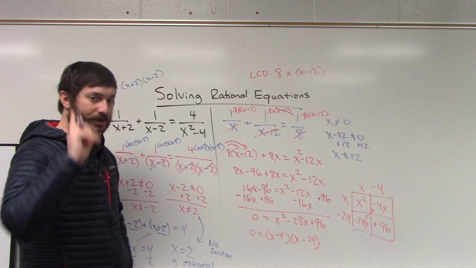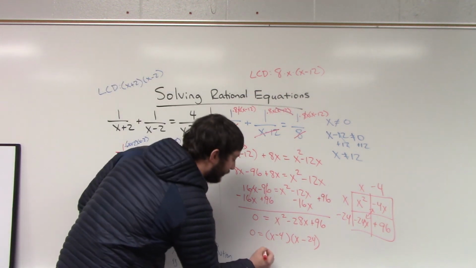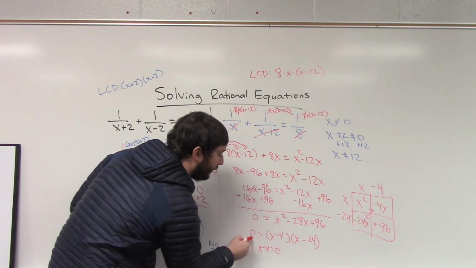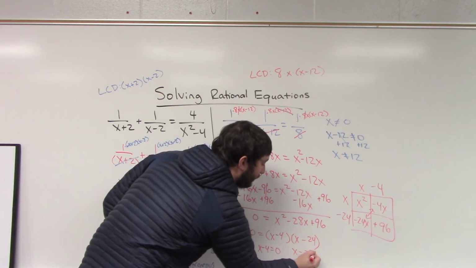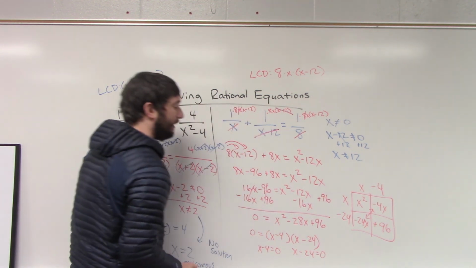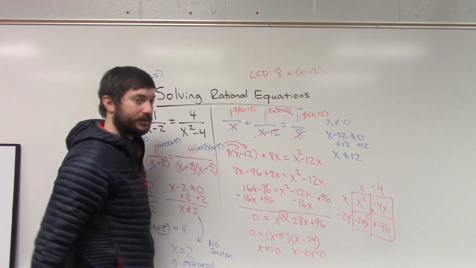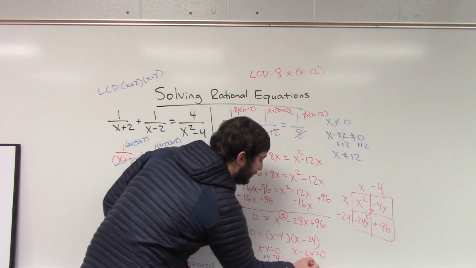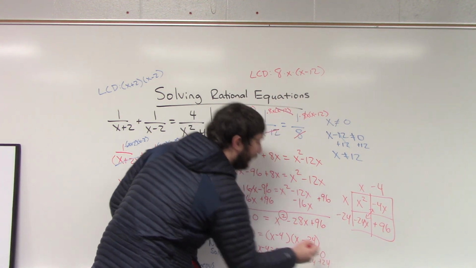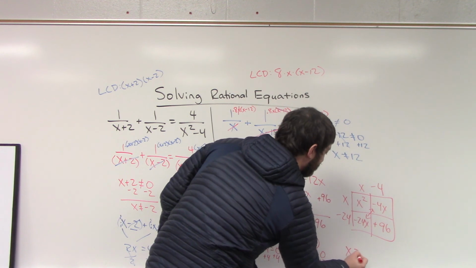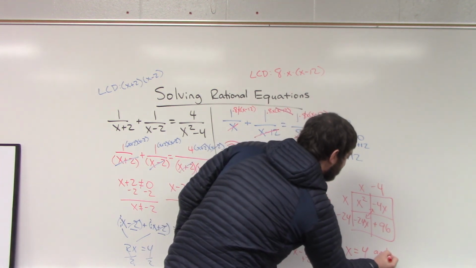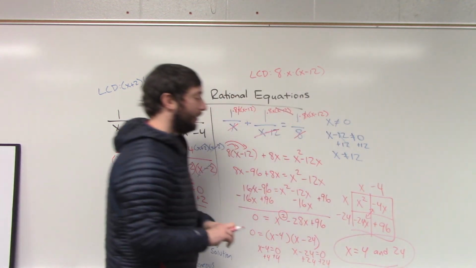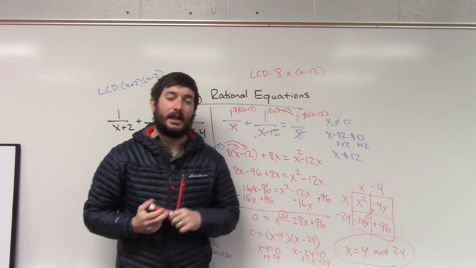So our solutions, it turns out, should have two of them here. Set x minus 4 equal to 0, x minus 24 equal to 0. It makes sense that we would have two solutions. And add to both sides these numbers. We find x equals 4 and 24.